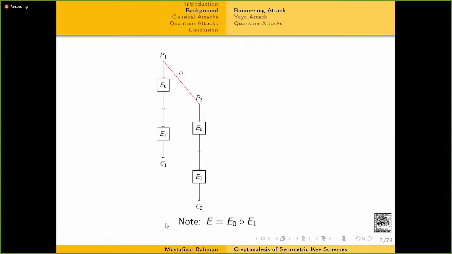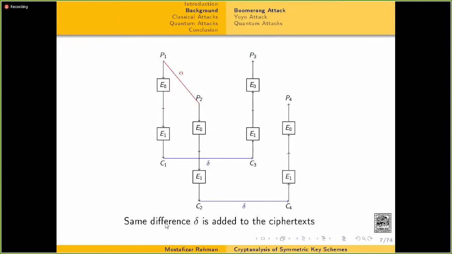As you can see here, there is a cipher E, and we have divided the cipher into two parts, E1 and E0. There are two plaintexts, P1 and P2, and the difference between them is alpha. We encrypt P1 and P2 to get C1 and C2, and then we add a delta difference to both C1 and C2 to obtain C3 and C4. Then C3 and C4 are decrypted once again through cipher E to obtain P3 and P4.